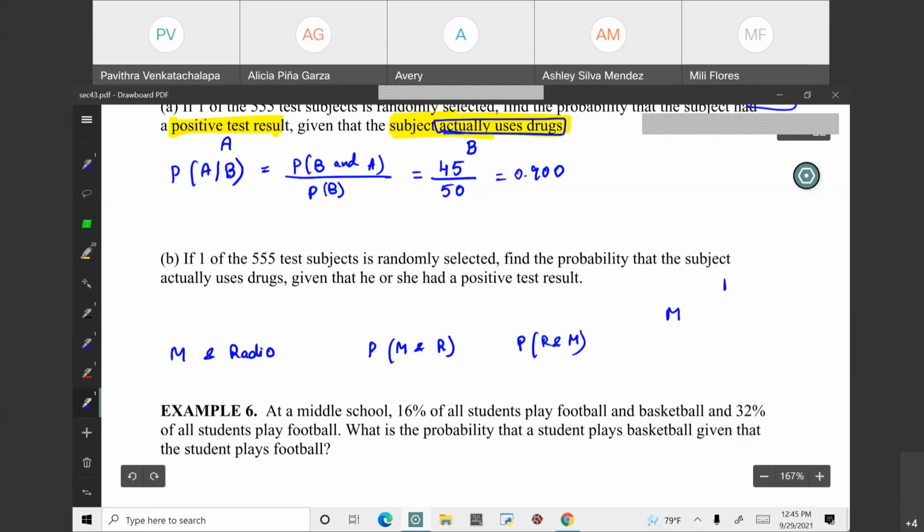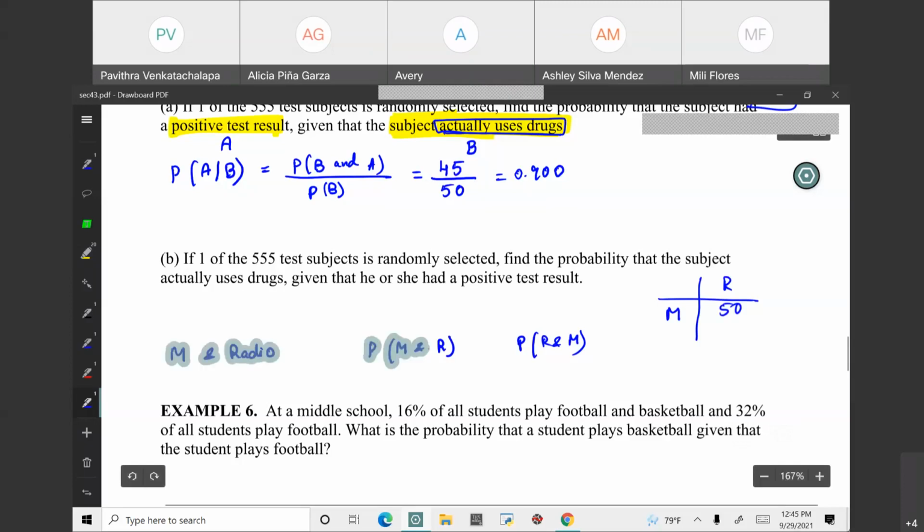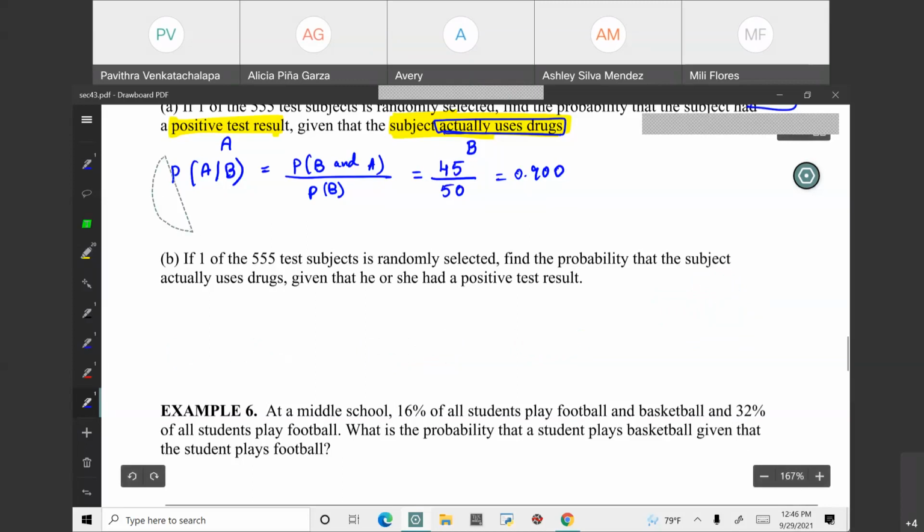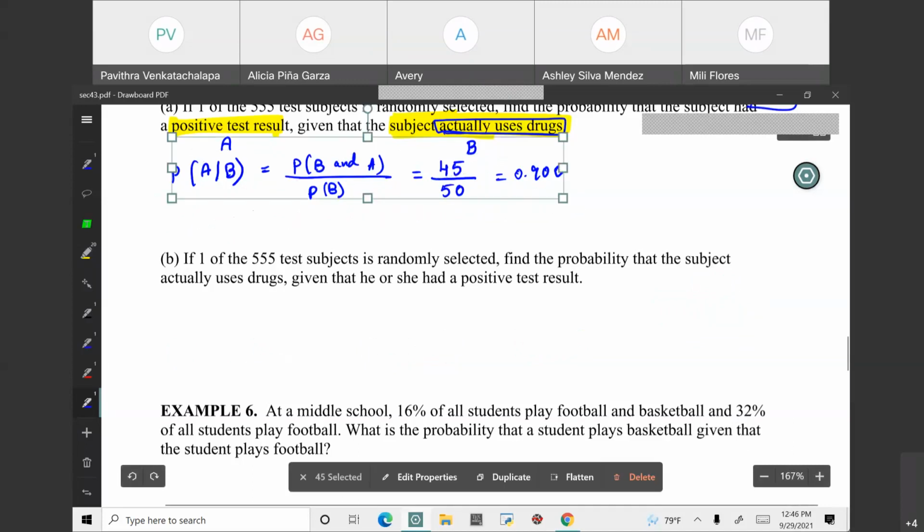Why? For example, let's give it some number, say 50. So the probability of male and radio is 50. Now tell me, what is the probability of radio and male? He has to prefer radio and it has to be male. Same. So there is not much change, which means there is no change in the numerator. I said this is just a reversal case of question A.